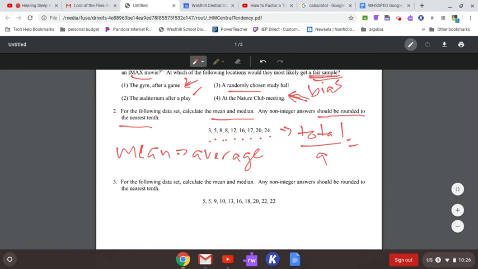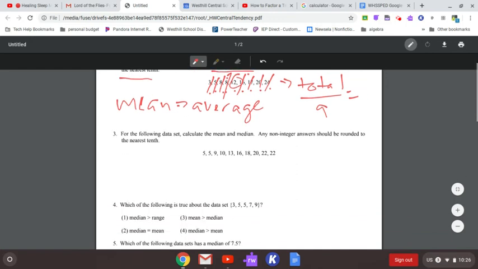Now we know the median is the middle one. That's when you cross out and work towards the middle. In this case, it will work out to be 12 for your median. Remember, if you get to the middle and there are still two numbers left, you take the average of the two, the number in between. So number three is the same type of question, just different numbers.